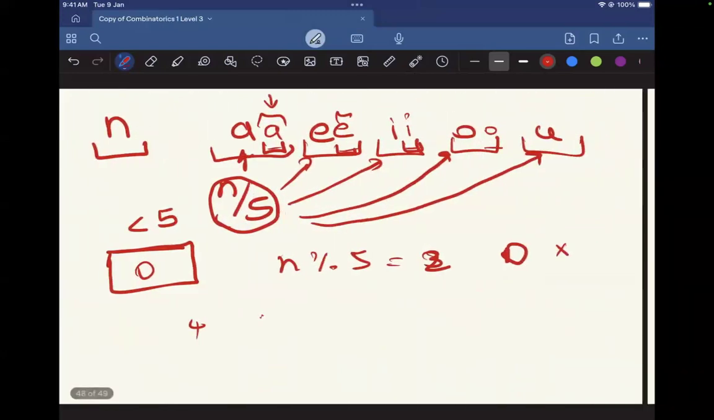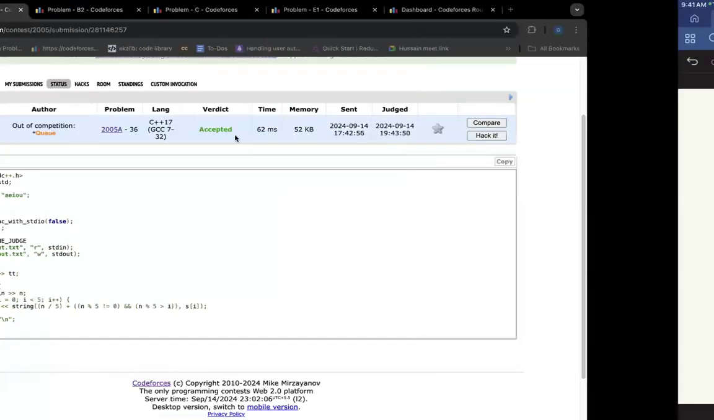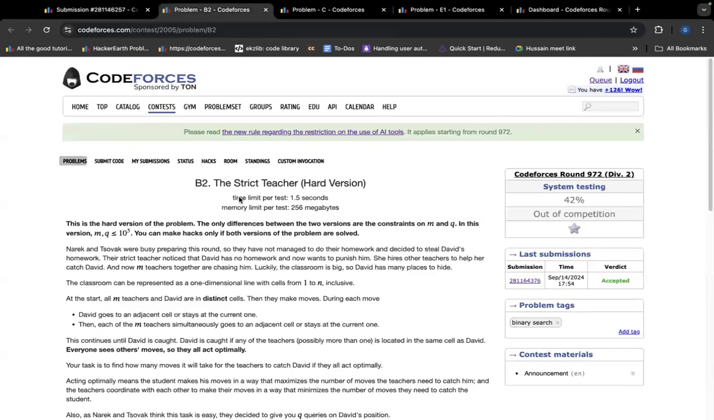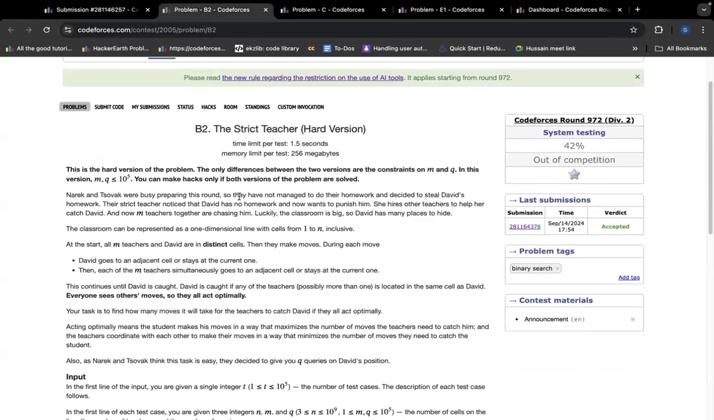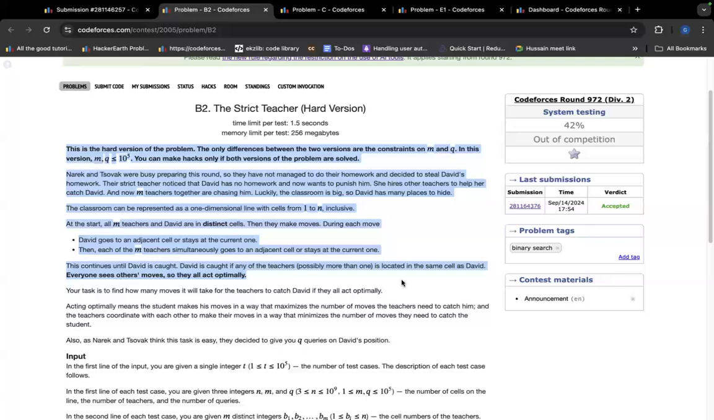Now, if this much is clear, guys, let's move on to the next problem. All right, which is problem B2. Right. Now, guys, B1 and B2 have the same problem, have the same solution. Let's have a look at that. Okay.